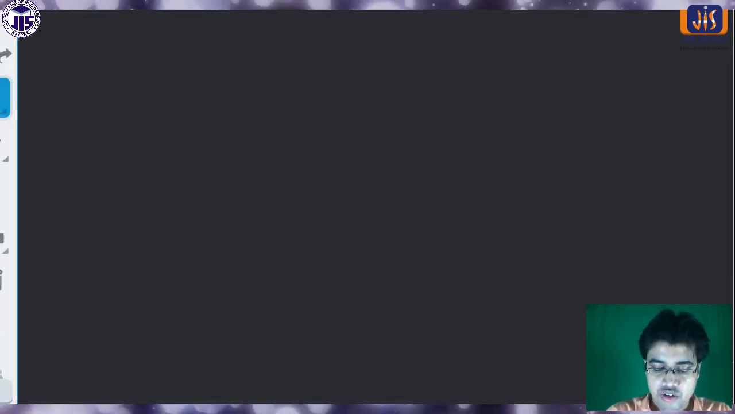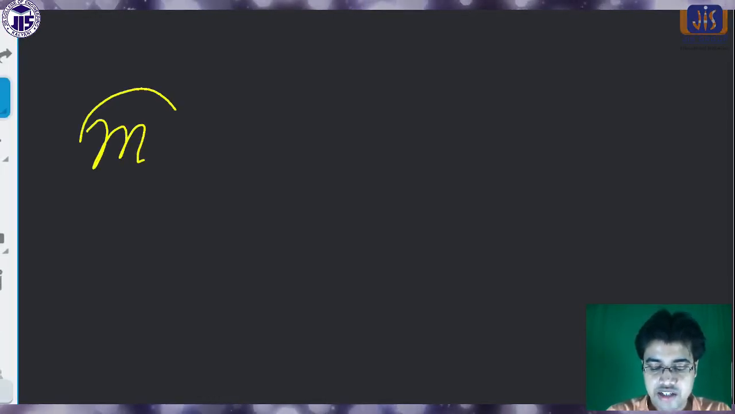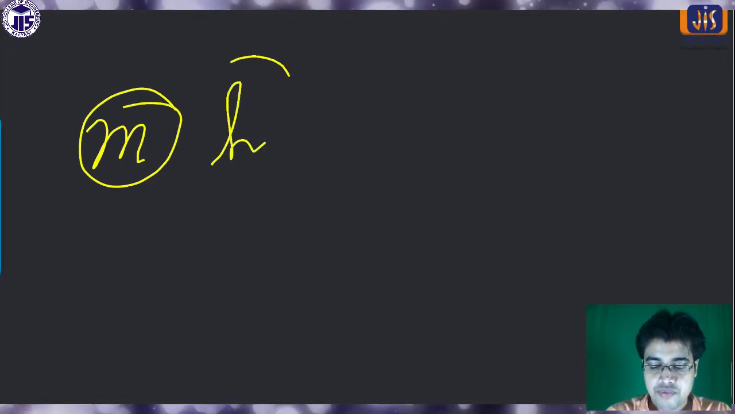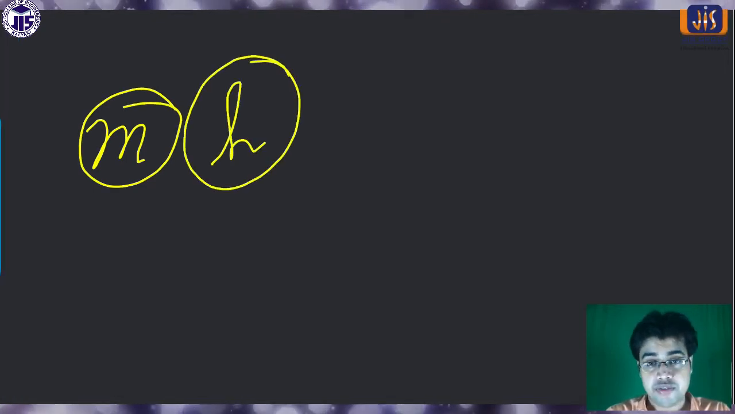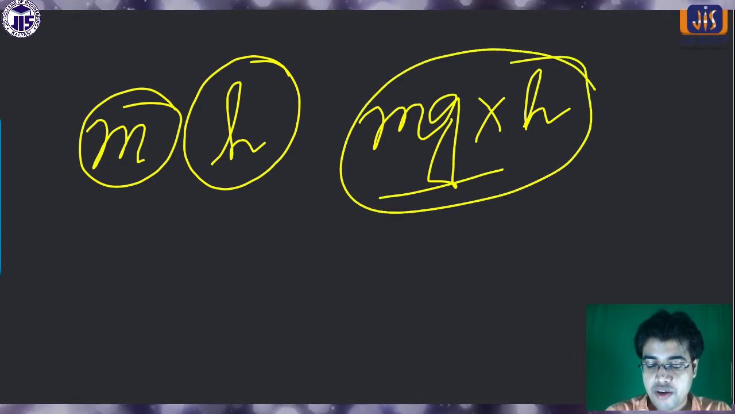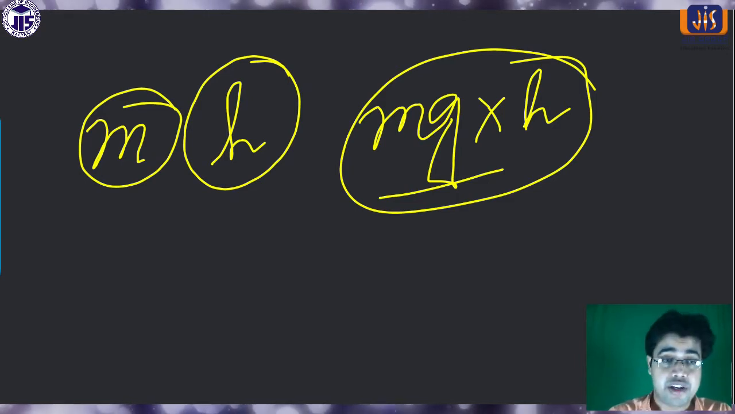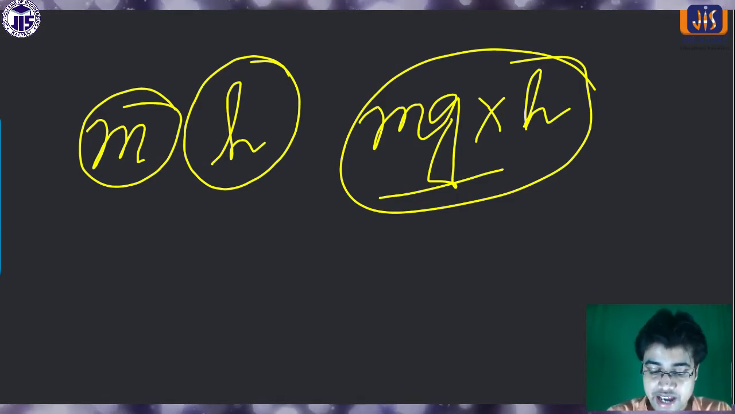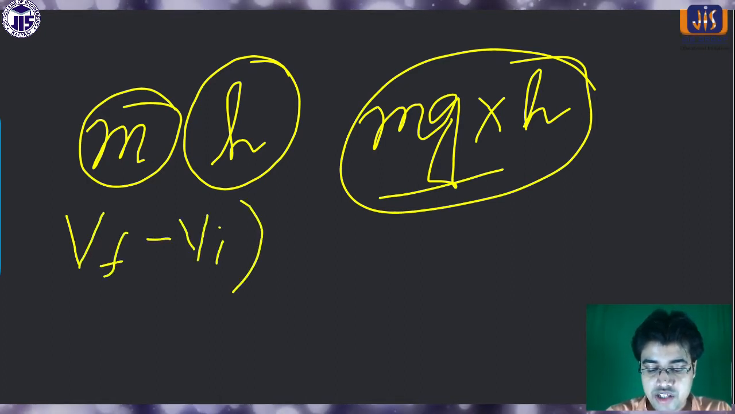if the weight m is lifted against the height h, then what is the intensity factor? Intensity factor means it is mg. So mg, the intensity factor, into the capacity factor, which is the height h. Okay, so for the expansion or compression of a gas, the final volume V and initial volume Vi, that is the capacity factor.